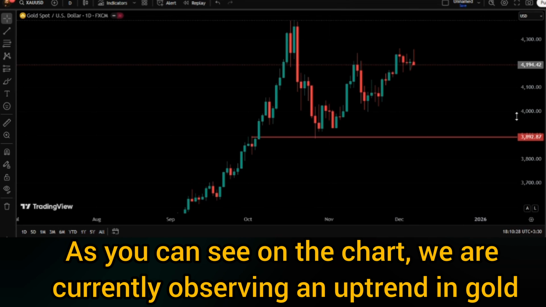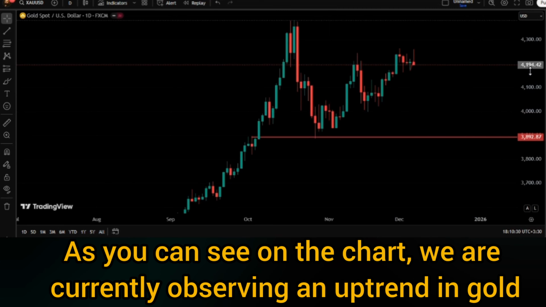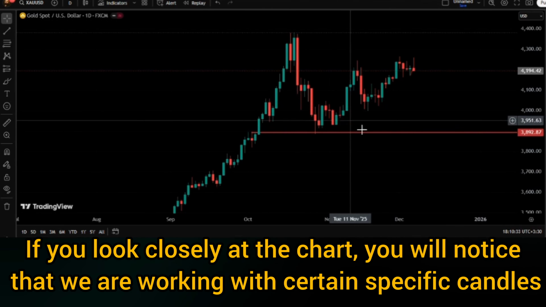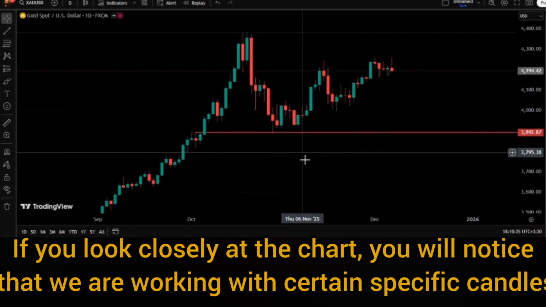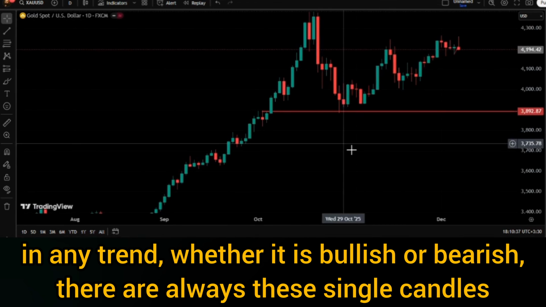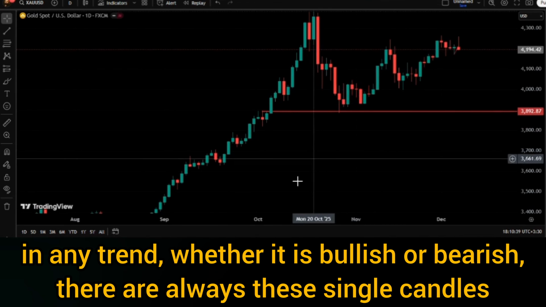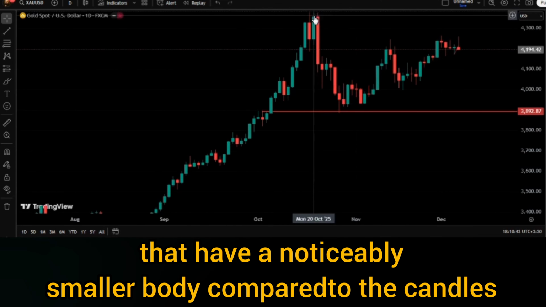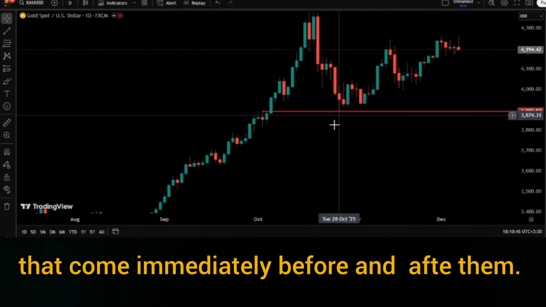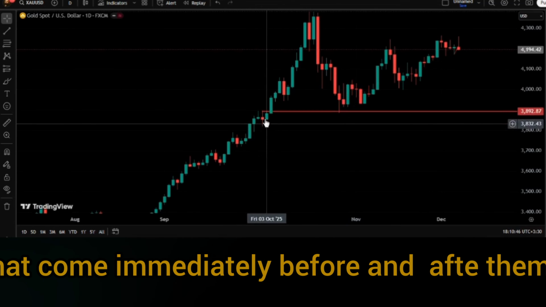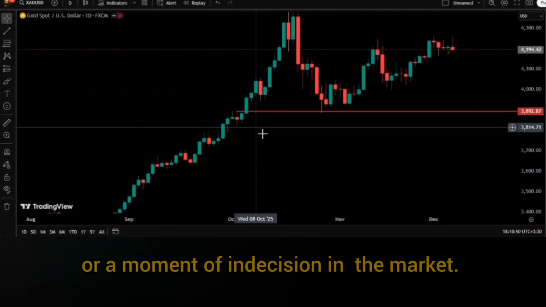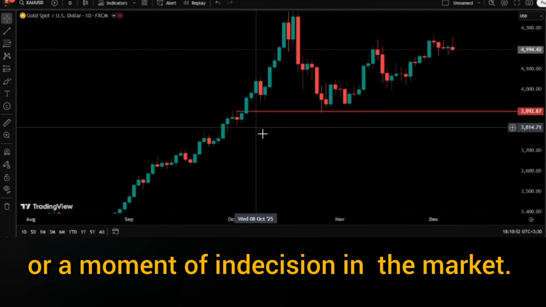As you can see on the chart, we are currently observing an uptrend in gold. If you look closely at the chart, you will notice that we are working with certain specific candles. In any trend, whether it is bullish or bearish, there are always these single candles that have a noticeably smaller body compared to the candles that come immediately before and after them. These particular candles can often indicate a brief pause or a moment of indecision in the market.